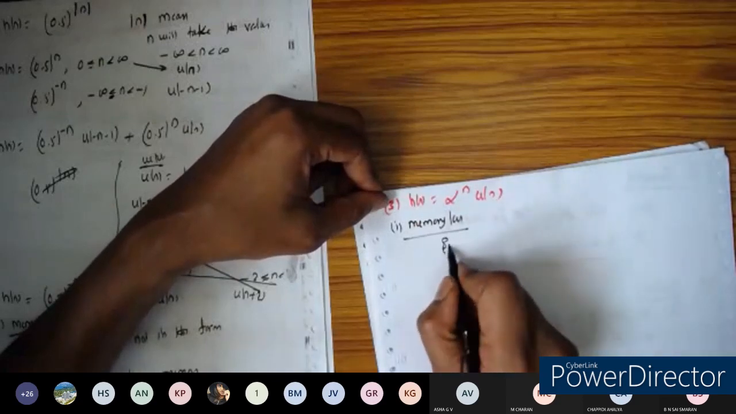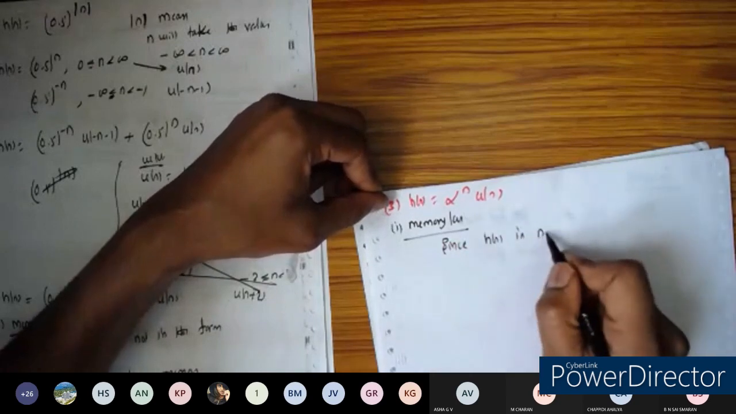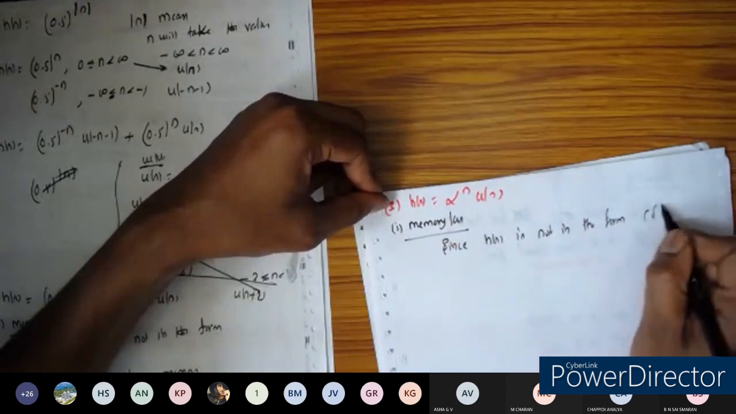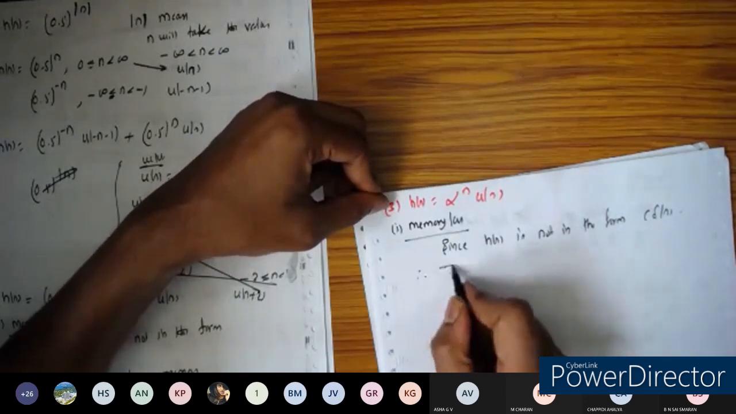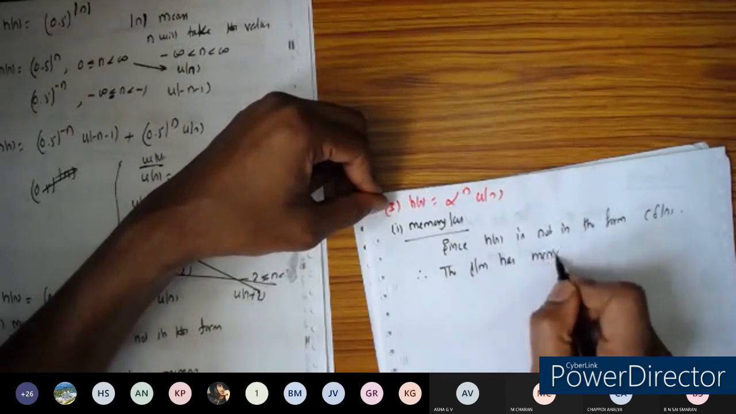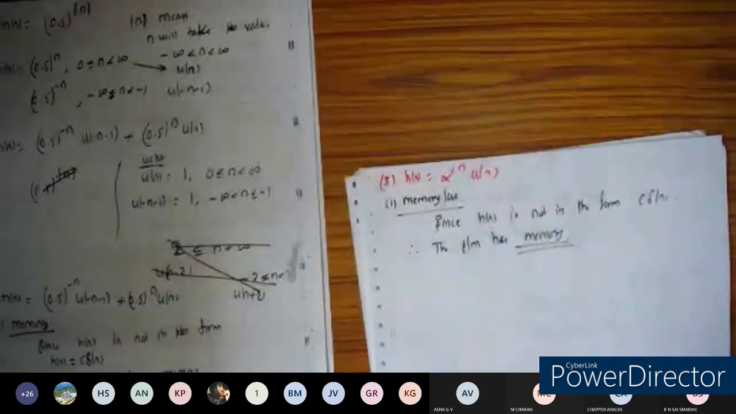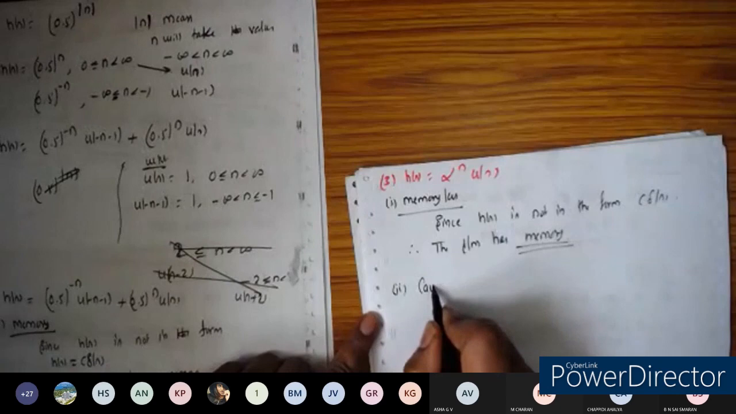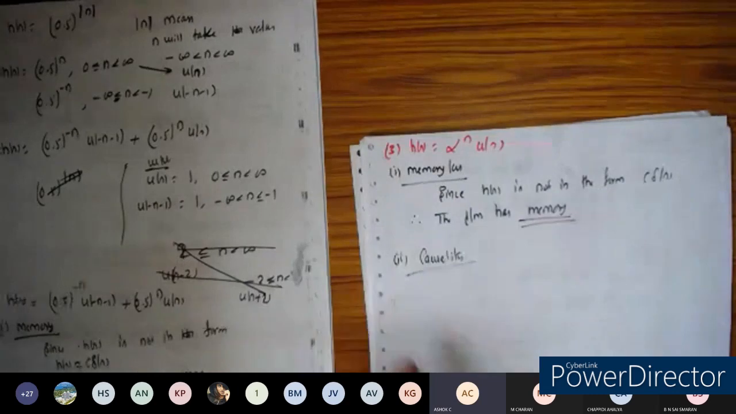For memoryless, that's it, only this we need to verify here. Since h of n is not in the form c into delta of n, therefore the given system has memory. You underline whichever property you get; you can just underline that one. The given system has memory. Done. Any doubts? You can follow it, right?